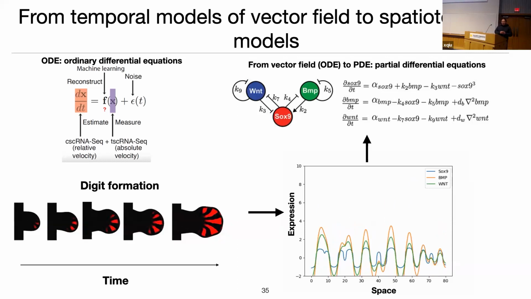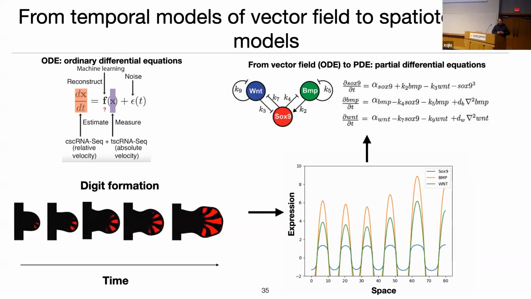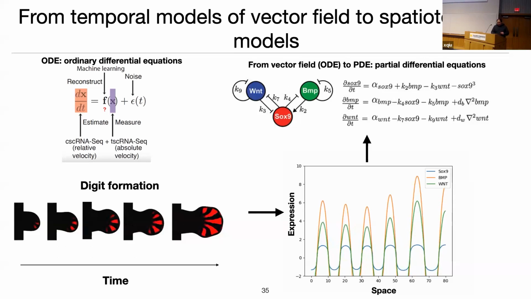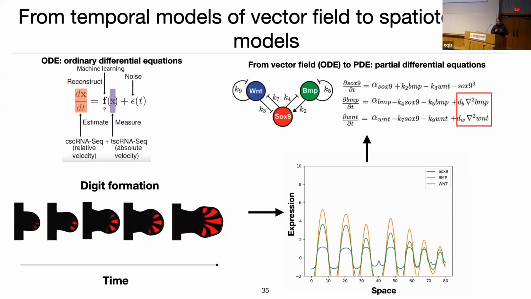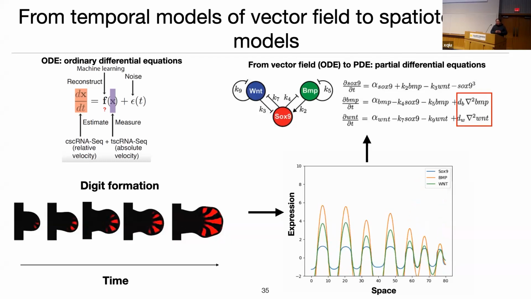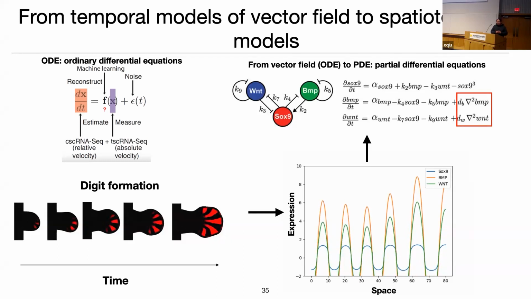learning an ordinary differential equation. It doesn't involve the spatial component. But here, because we do involve the spatial gradient, the spatial diffusion for, in this case, BMP and the Wnt, instead of learning an ODE to model the spatial temporal kinetics, we will need partial differential equations.